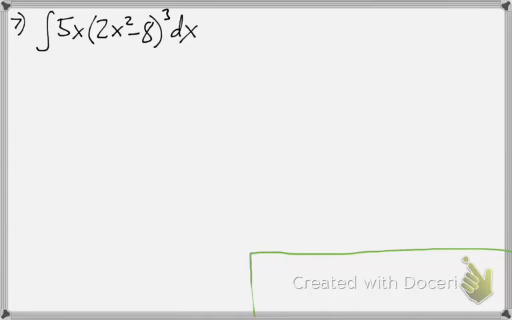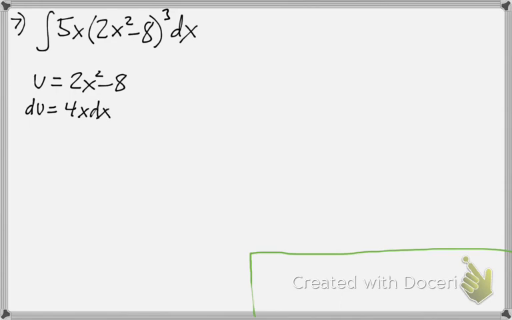Problem 7 is kind of a different problem, although it doesn't look that much different from the start of it. But let's just treat it like any other one. So I want to let u equal what's in the parentheses, so 2x squared minus 8. And then I want to take the derivative. So this is going to be du is equal to 4x dx.